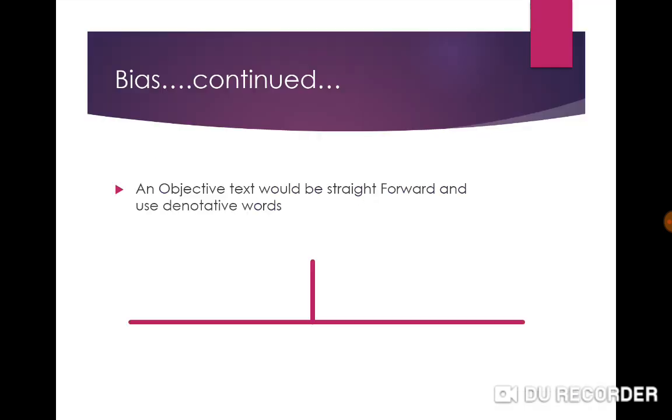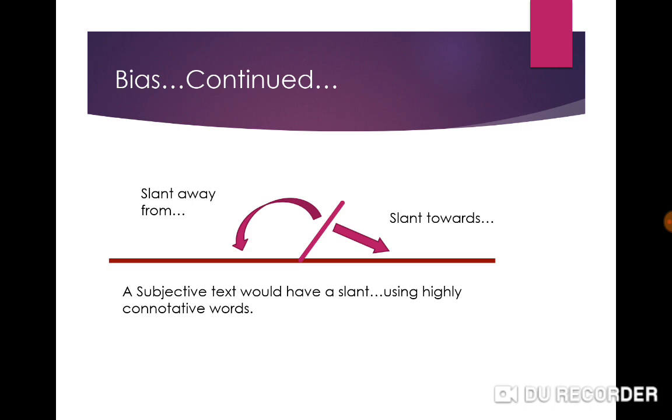So when we think of objective writing, we're thinking very straightforward. We're going to use denotative words. We're just telling it like it is. We're straightforward, okay? And so then this line, you can see the line is straight, right? And so that's very objective text, okay? Denotative words, not a lot of angry words or sad words or happy words. You're just going to be using child, right? Very denotative words.